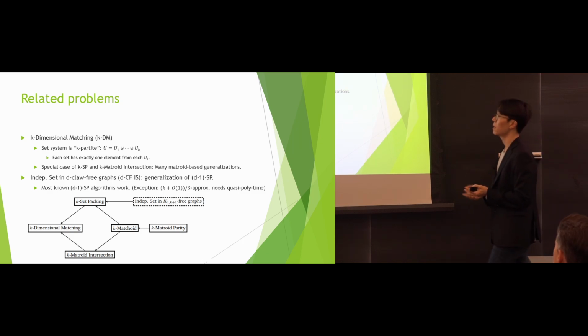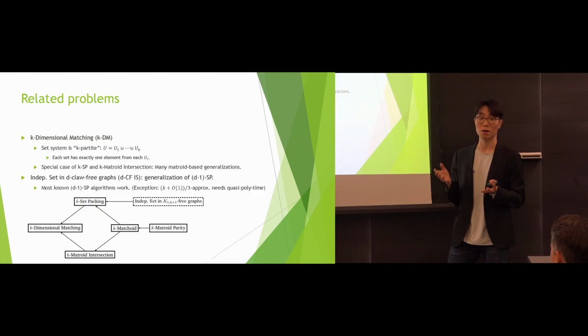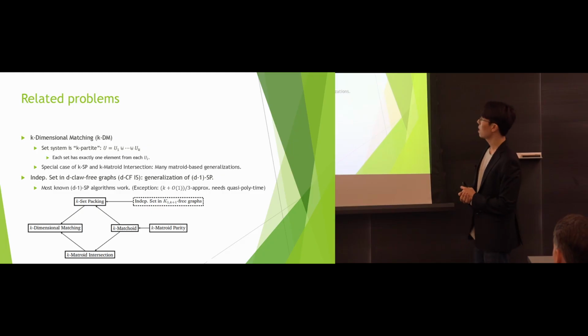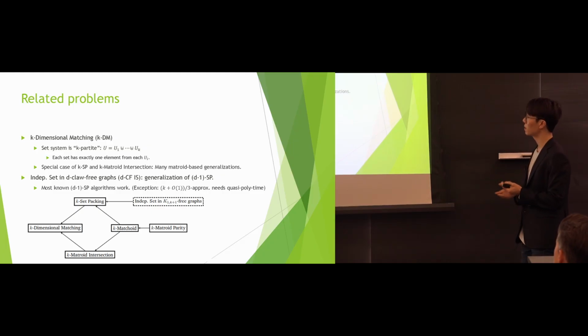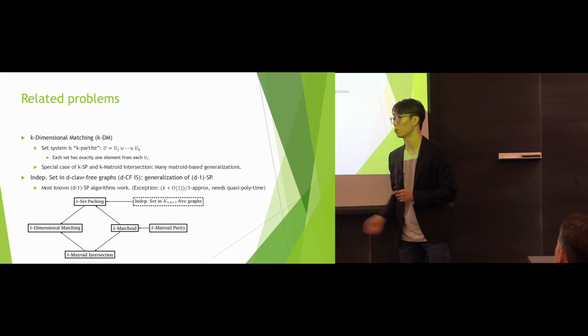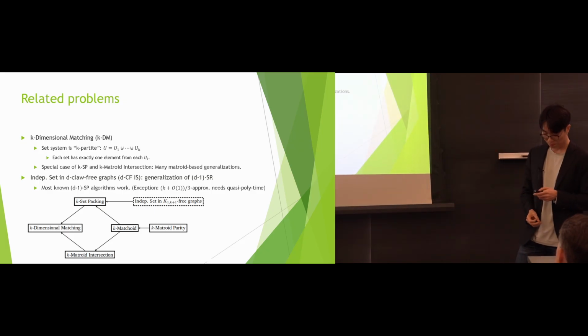Then of course it's a special case of k-set packing, but now it's nicer because one can view this as a special case of k-matroid intersection, the intersection of k partition matroids. And if you view it as a matroid intersection, then there are many matroid-based generalizations. I think this is one diagram showing the hierarchy of these problems.